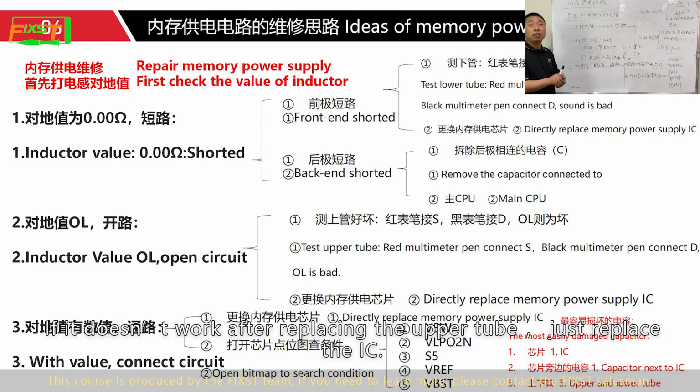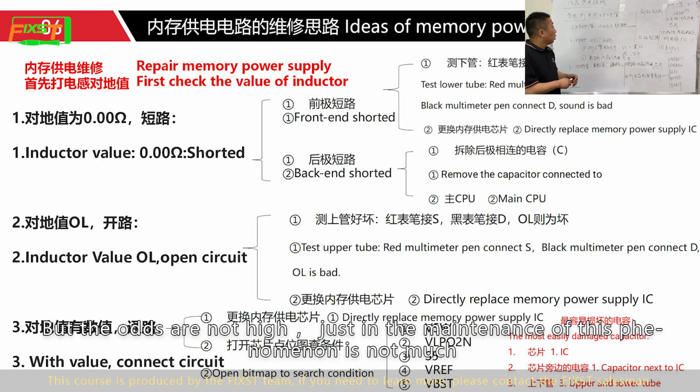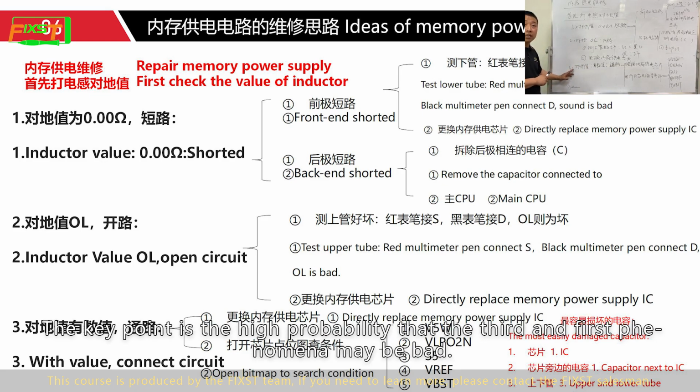If it doesn't work after replacing this upper tube, just replace the IC. Generally speaking, it can be repaired well like this. But the odds of this phenomenon are not high, and it is not common in maintenance. The key point is that the third and first phenomena are the ones most likely to be bad.